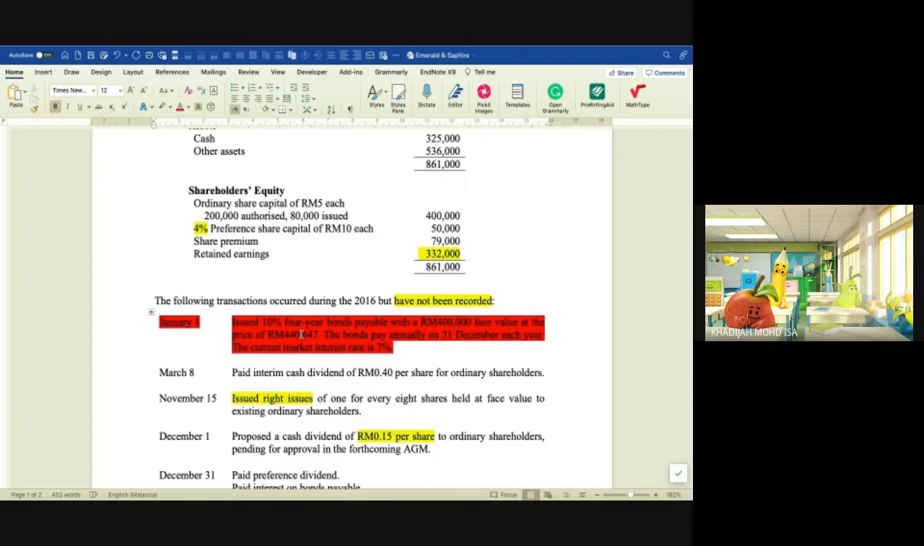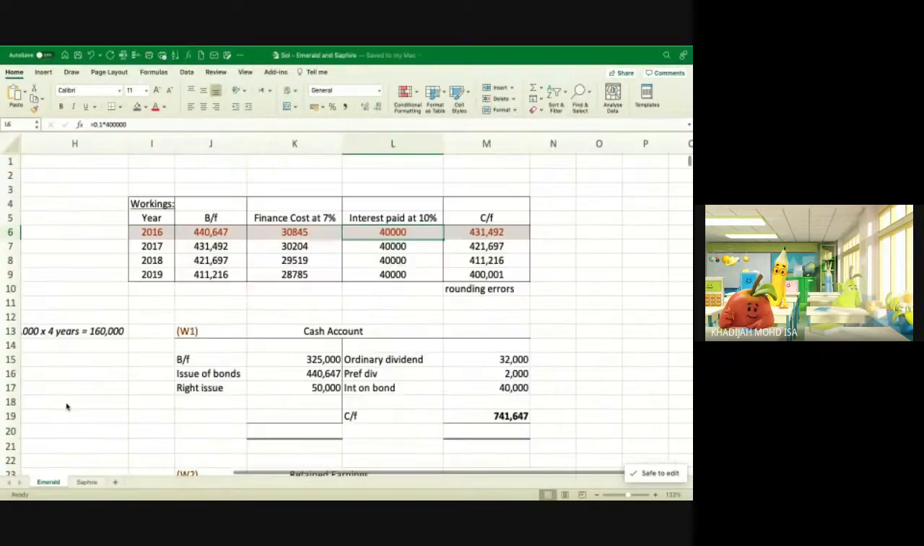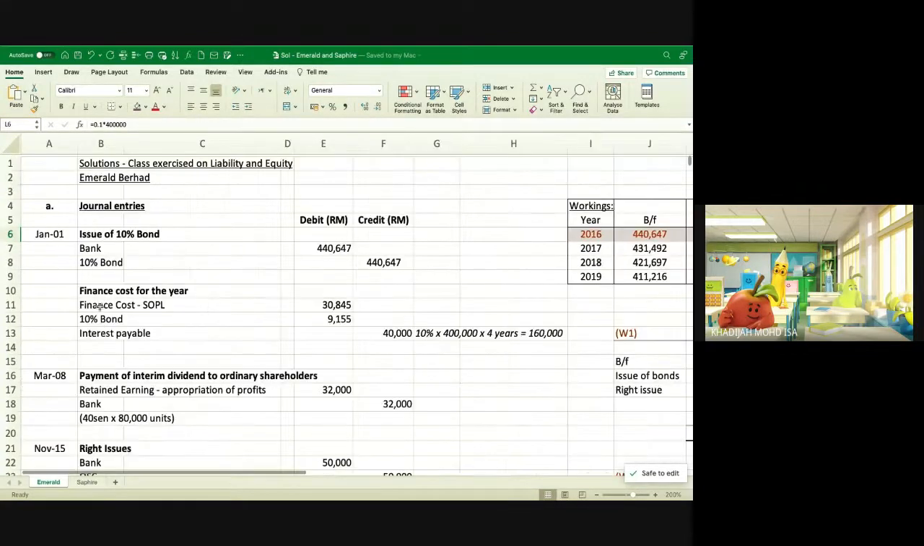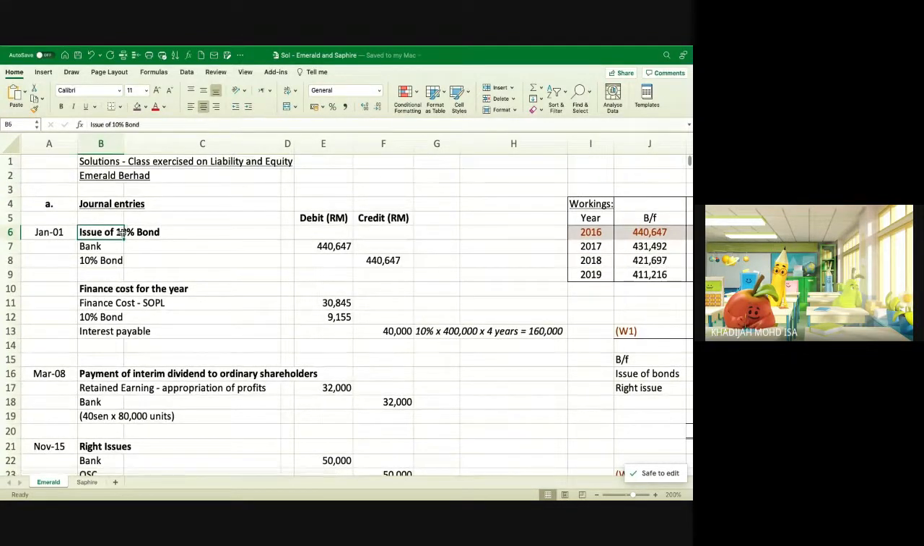So when we go back to question number 1 here, Emerald. Yes, it's the issue of bond 10%. So we are going to receive cash of 440,647. So I hope that is clear because here it is mentioned.